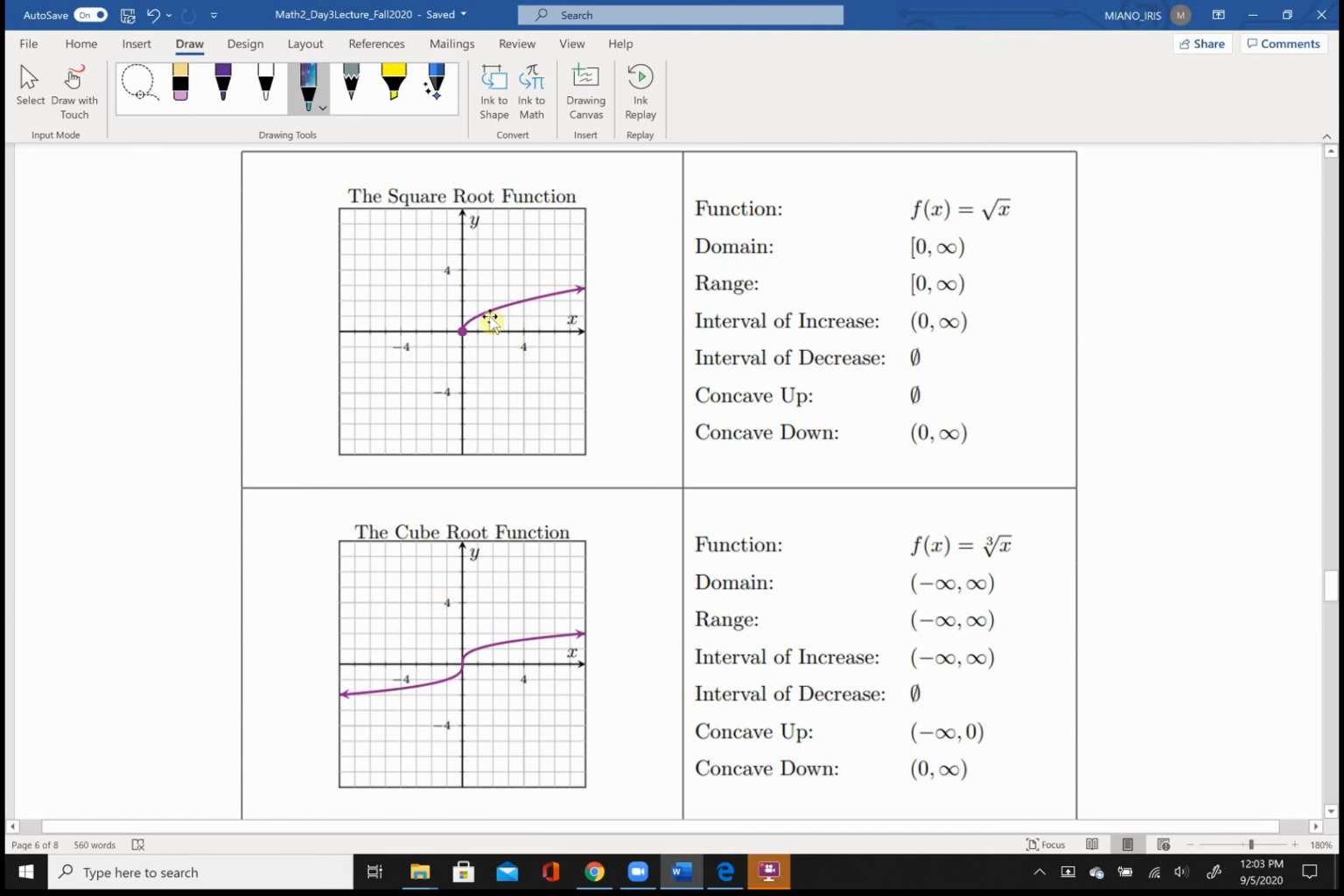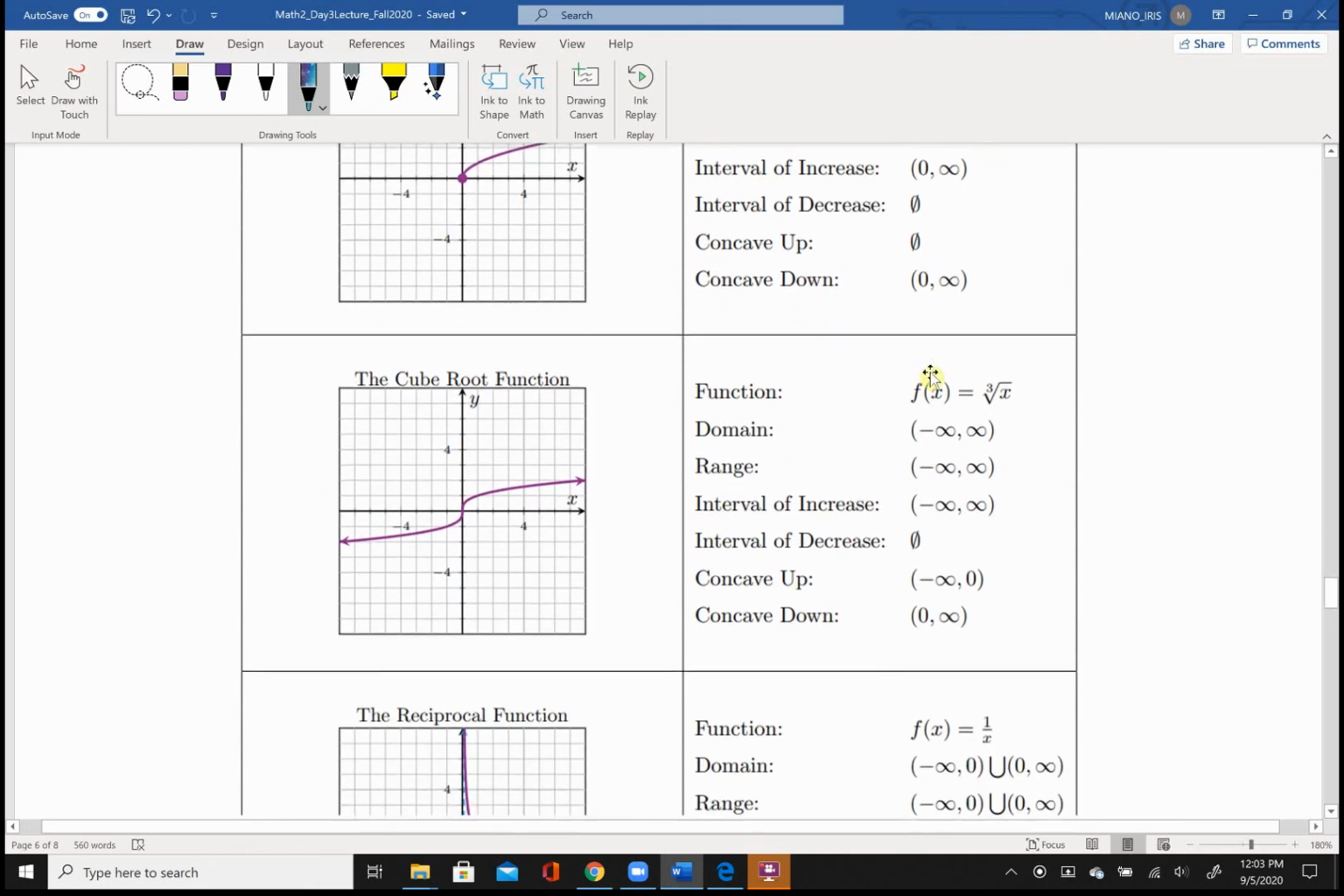The square root function kind of looks like half a parabola on its side, and that's no mistake. It's definitely related to the classic parabola shape in the square function. And here's the pertinent information there. Notice in particular the domain, okay? Only positive values and 0 are allowed to go into the function because of the square root nature of the function itself, okay? And there you go.